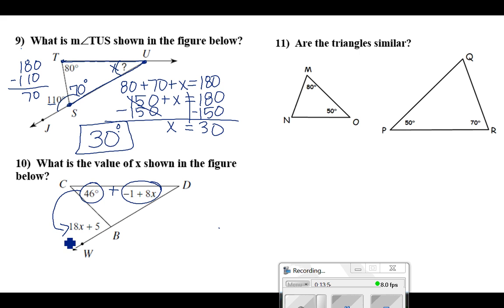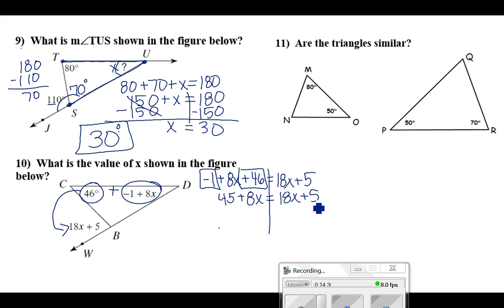So I'm going to say -1 plus 8x plus 46 equals 18x plus 5. So I'm going to look to see if I can combine like terms, and I do notice that I can combine the -1 and the positive 46. And if you made a T-chart, you would see that that would equal positive 45. Bring down this plus 8x and the rest of the equation.